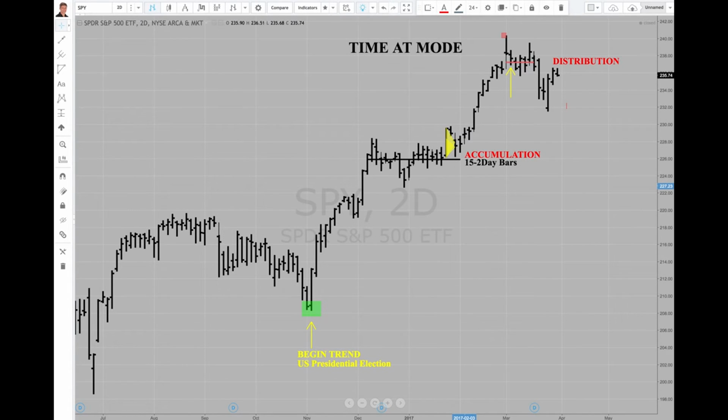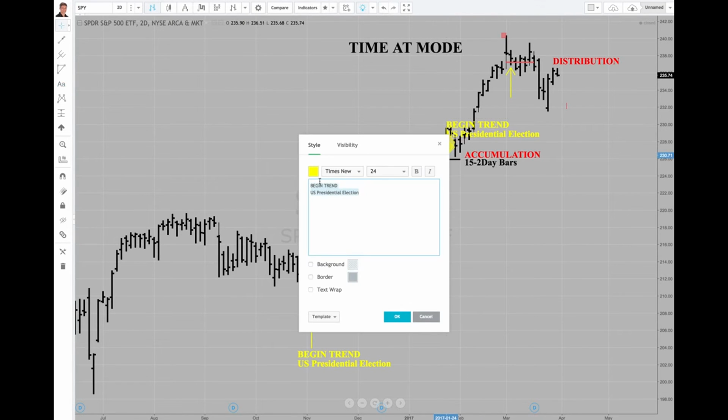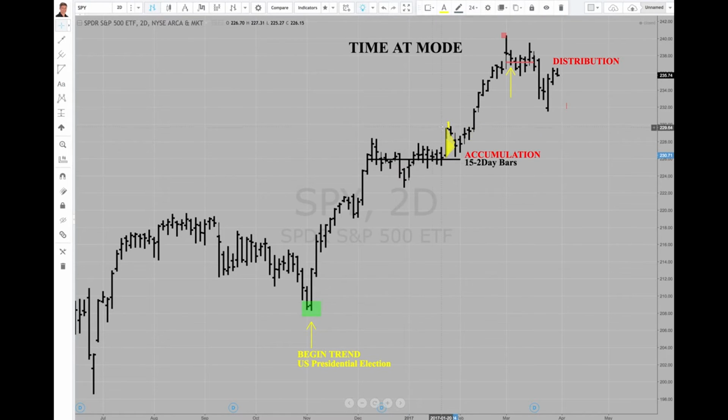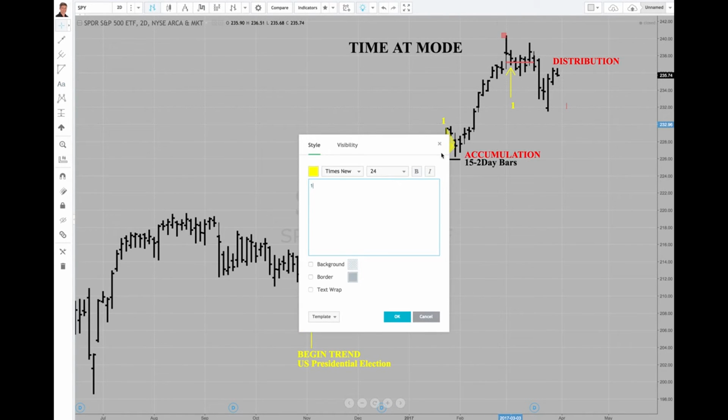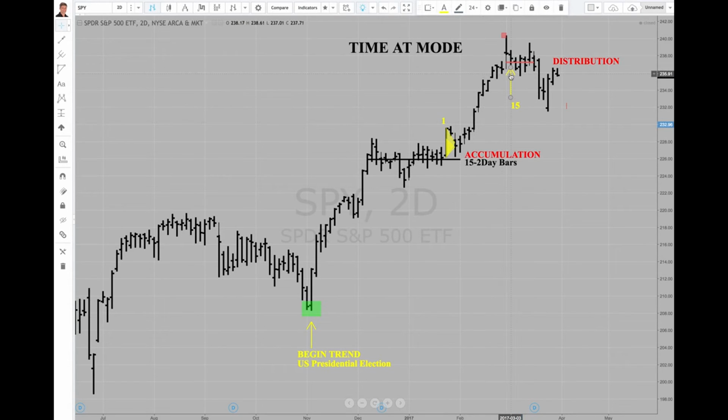So I get back to my notes here. This becomes bar number 1. We can just label it a number 1. And then we want to count from there 15 bars: 1, 2, 3, 4, 5, 6, 7, 8, 9, 10, 11, 12, 13, 14, 15. So that's why this yellow bar is here, and I can call that bar number 15. Interestingly enough, that's the highest low in this trend so far, and this is live as of April 2nd, 2017.